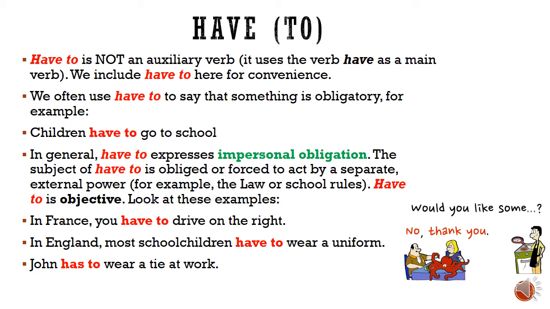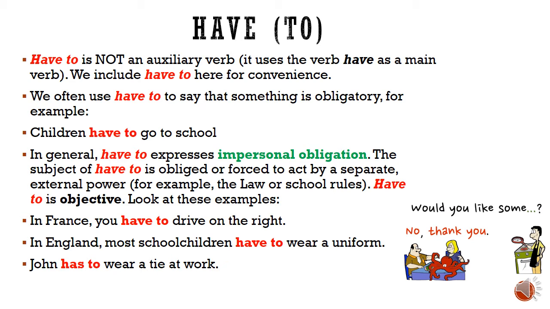Now, let's move to have to. Actually, have is not an auxiliary. It is a verb. It is a full verb, okay? And it is used here in the sentences for convenience. And I want you to keep in mind that whenever you are using have to, you should write after have to an infinitive verb, the base form of the verb. Okay, now here we are using have to say that something is obligatory or very important.